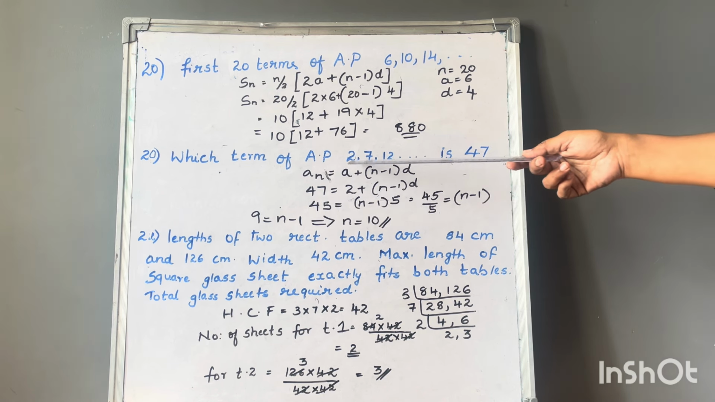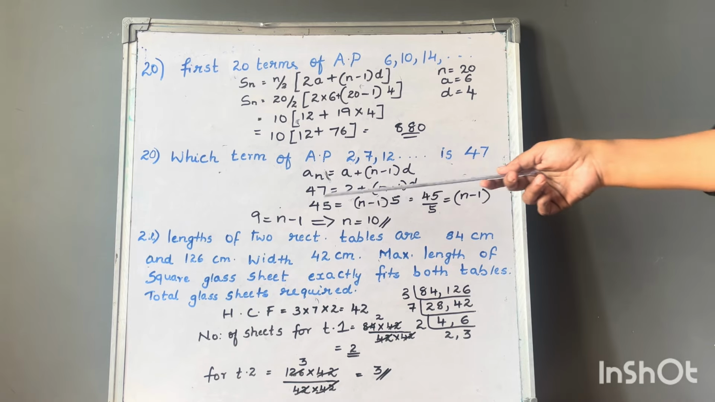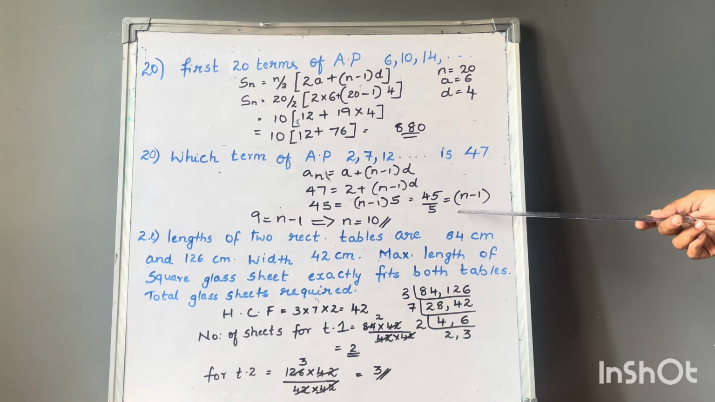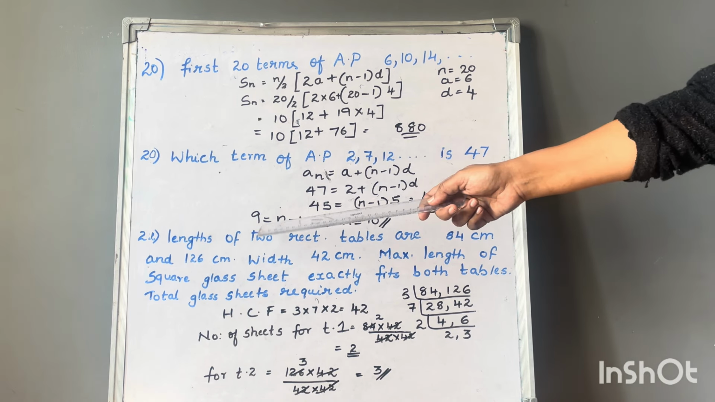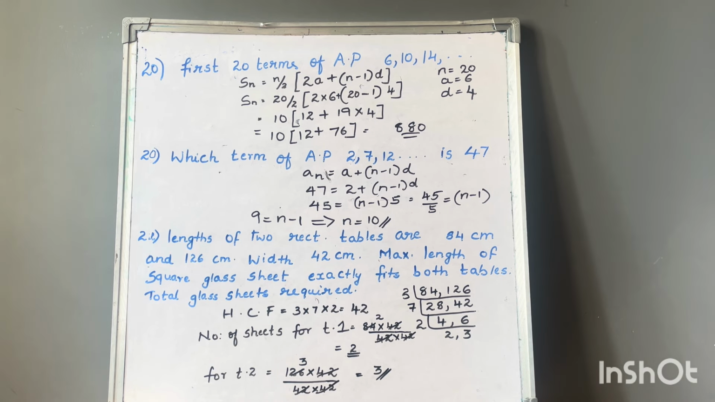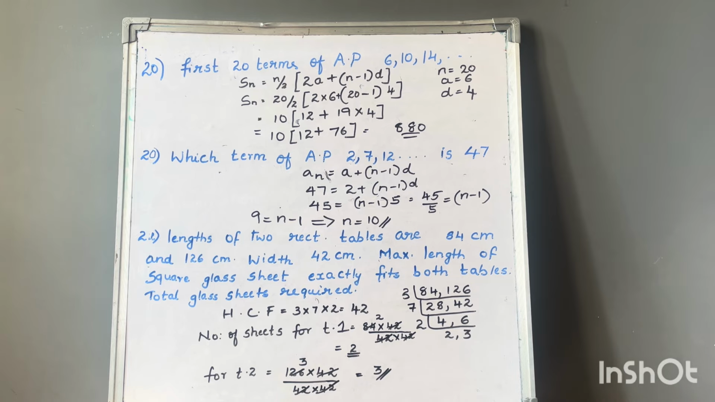d is 5, 7 minus 2 is 5. So taking 5 to the LHS, 45 by 5 is equal to n minus 1. 45 by 5 is 9. So n is equal to 9 plus 1, which is equal to 10. So the 10th term of this AP will be 47. You can check your answer.